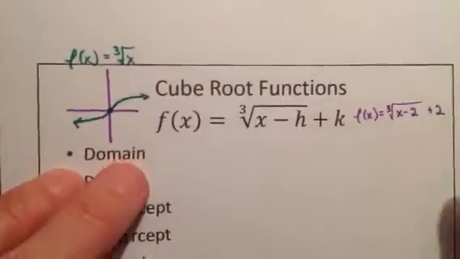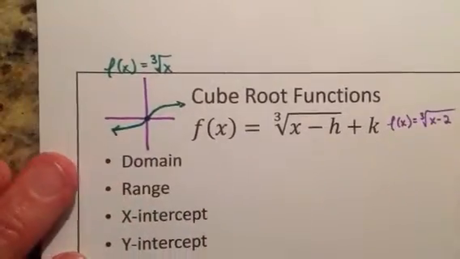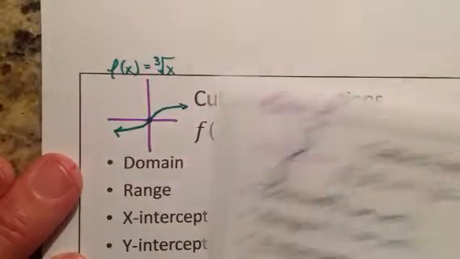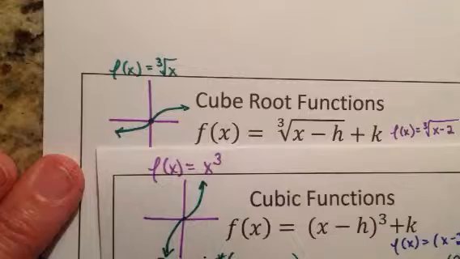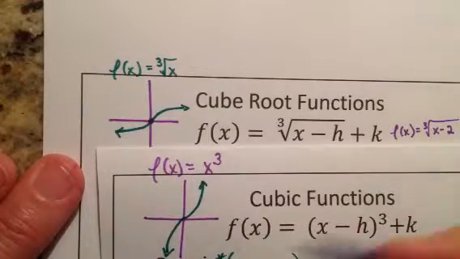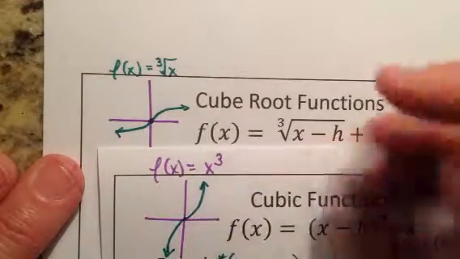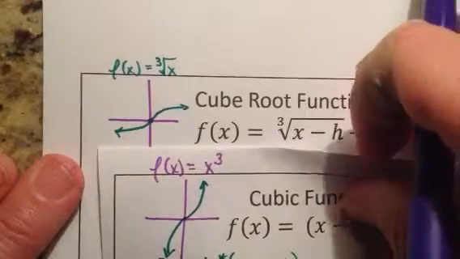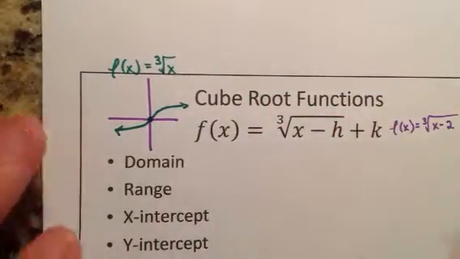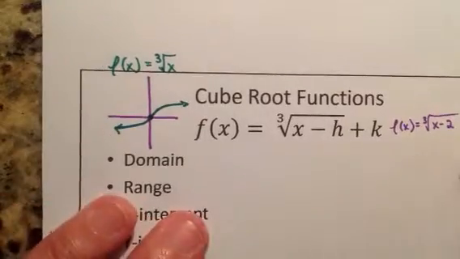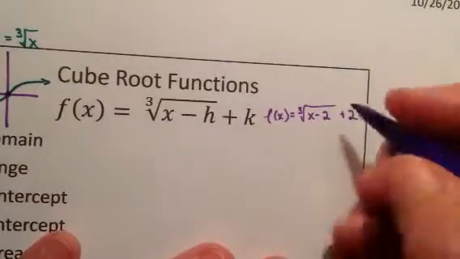Okay, last one. Cube root function. The cube root function looks a lot like the cube function, except it's on its side. So here's the cube function, and if I take it and rotate it, I get the cube root function. So here's an example, opposite and same.